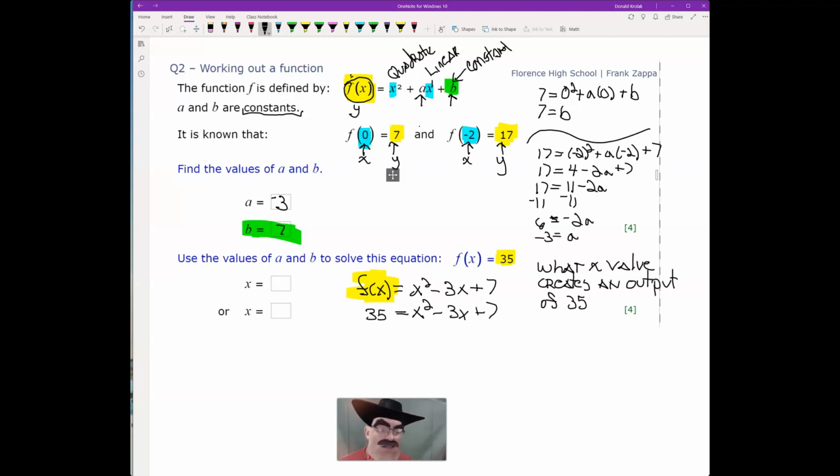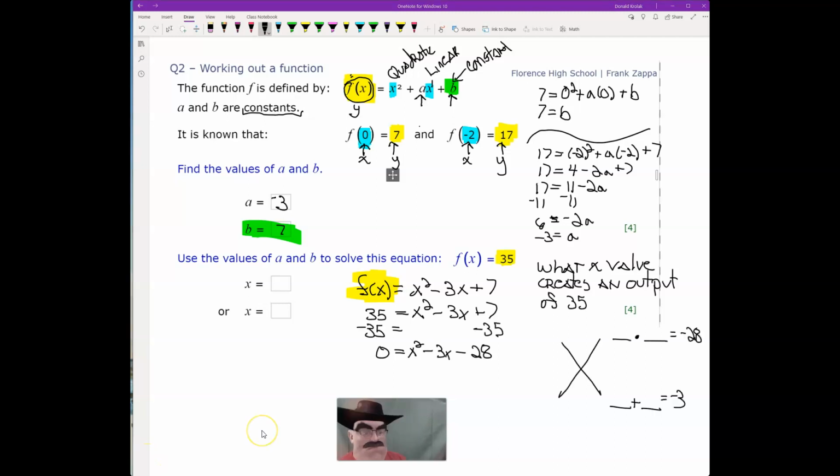So we want to get this set to 0 and then find out what the roots are that make the resulting quadratic a 0. Okay, so what we're going to do next, now that we've got it set equal to 0, is ask ourselves, what two numbers multiply together to be negative 28 and add together to be negative 3? All right, if I take a negative 7 and a positive 4, those multiply to be negative 28 and they add together to be negative 3.